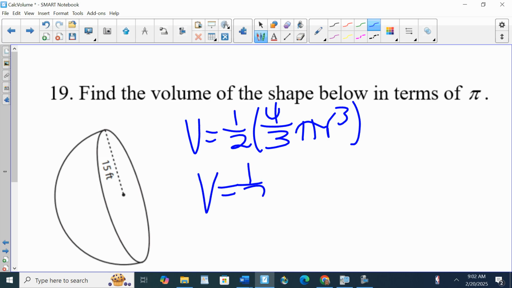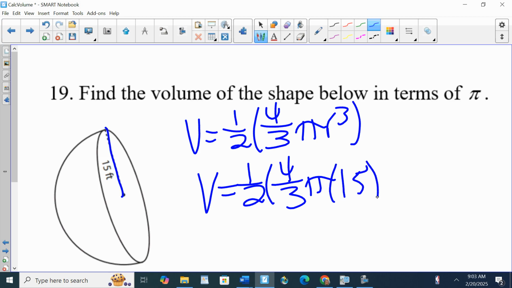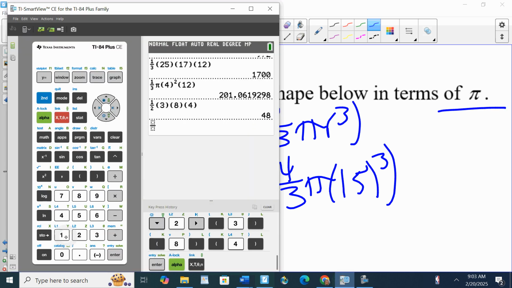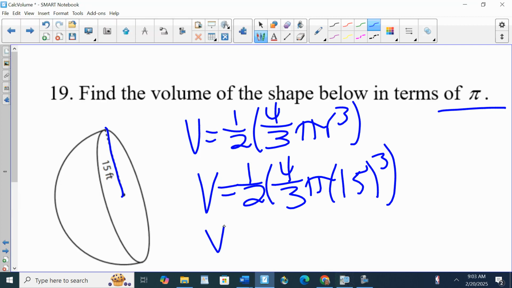Now again, be careful when to cut in half and when not to. The radius is from the center of the circle to a point on the circle, basically half of the circle. This is the radius. So I'm not cutting anything in half here. It would be 15 cubed. Because it says in terms of pi, don't type pi into the calculator. So I have 1/2 4/3. Don't type pi in. 15 cubed. 2250. So V equals 2250 pi.